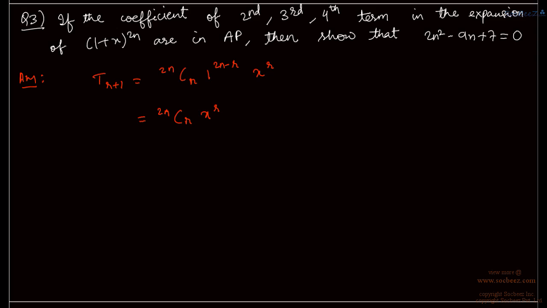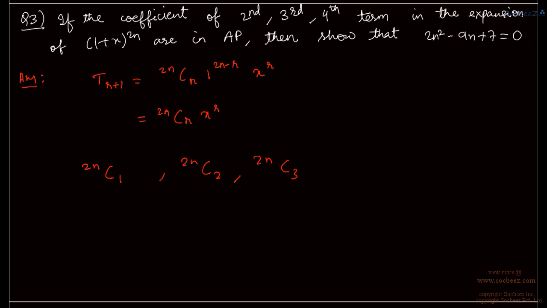Now the second term will be, that means r is equal to 1. So 2n C1 x^1. Okay, let's just forget the x terms because only the coefficient is important. 2n C1. The next one is 2n C2. And the fourth term is 2n C3, right? You see that there is no other contribution from anything else. So it's just the binomial coefficients which are in AP, right?